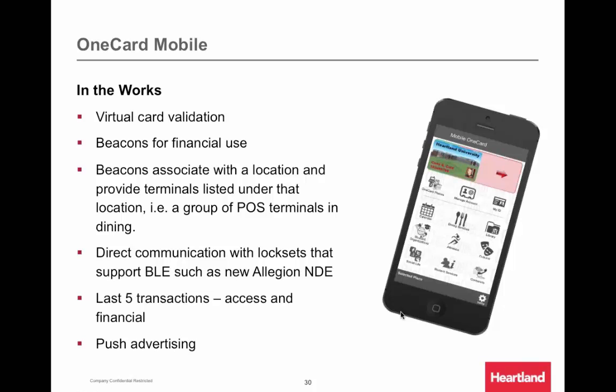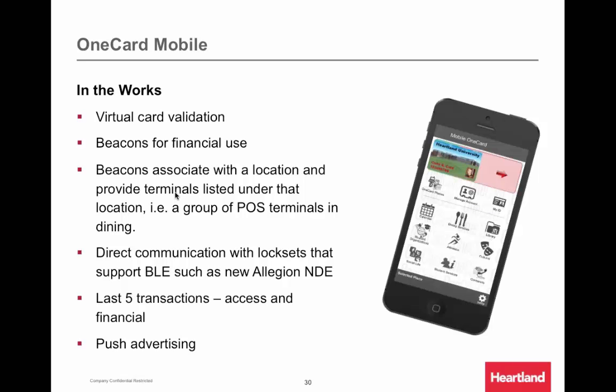Now, there are still a number of items in the works. The first one I mentioned is that virtual card validation. The second is utilizing beacons for financial use. We've done our beta test on the door access part. The next will be moving it over to financial use. So as you approach a vending terminal that you've favorited or a laundry room that you have as a favorite, it'll process it accordingly in the same way. Right now, beacons are associated with a specific terminal. So let's say it's the terminal for the front door to a residence hall.